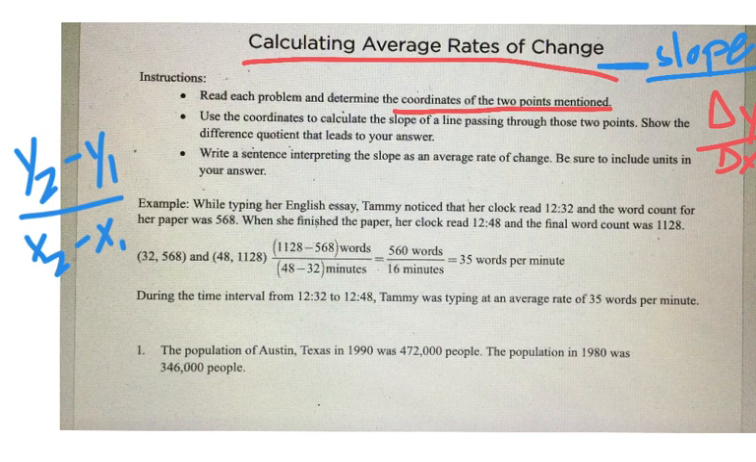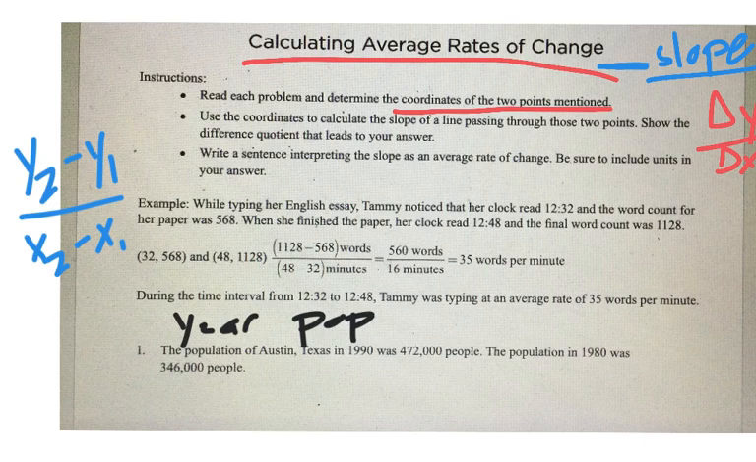So as I look at number 1, it says the population of Austin, Texas in 1990 was 472,000 people. The population in 1980 was 346,000 people. So first, identify the 2 variables. What are the 2 things that are changing? We have the year is changing, and we have the population is changing. So then we got to figure out, does the year depend on the population, or does the population depend on the year? And it's the second one there.